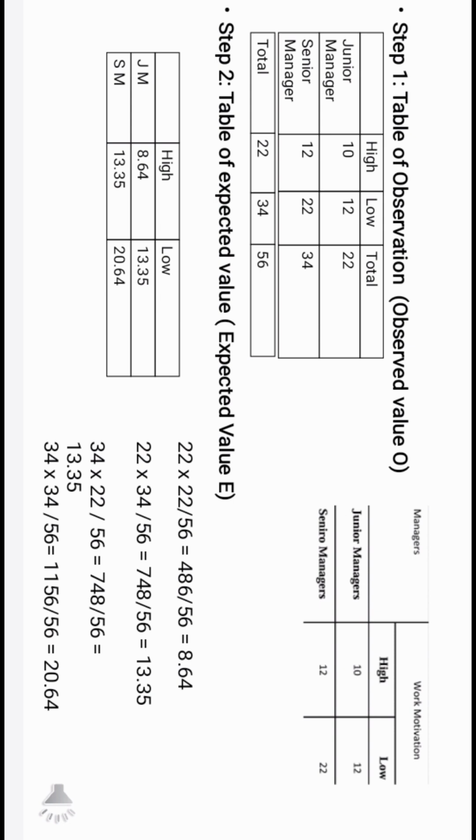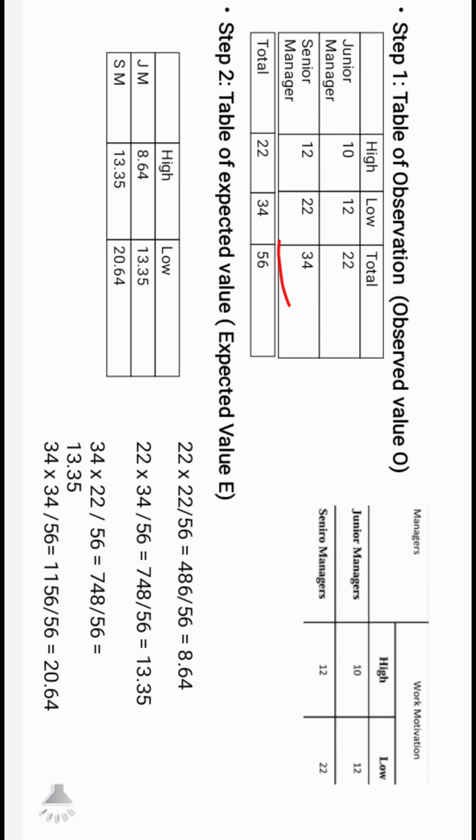The second step is the formation of the table of expected value E. The E value is found from the table of observed value. Its calculation is the total of the first row into the total of the first column divided by the total, which is the first value of the first column. That is, first row total 22 into first column total 22 divided by total 56. The answer is 8.64, which is the first value of the first column of the expected value table.